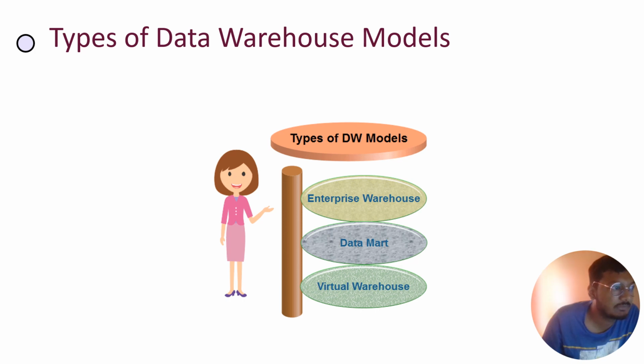Now we'll see types of data warehouse models. So you can see here we have three different types of data warehouse models. First is the enterprise warehouse. Second we have the data mart, and third we have the virtual warehouse.